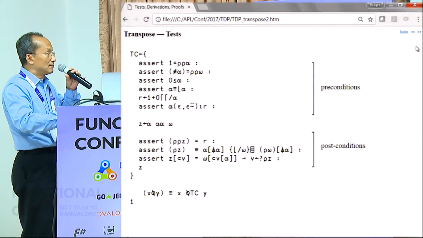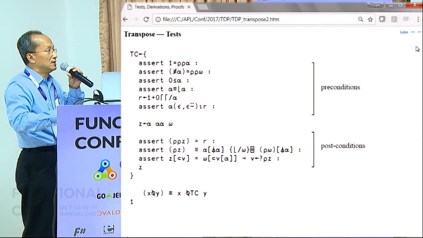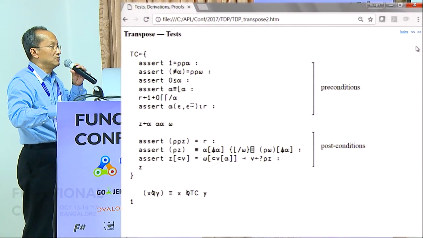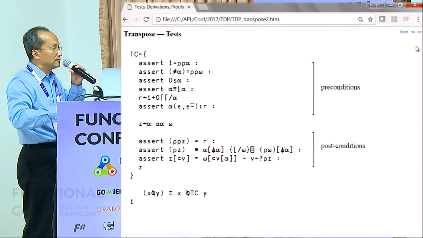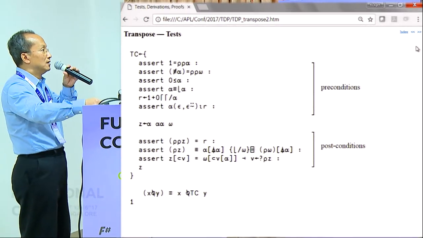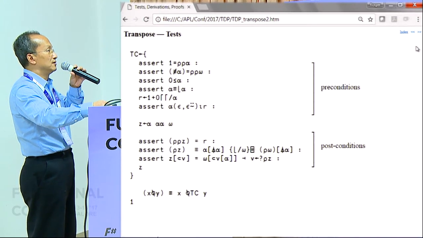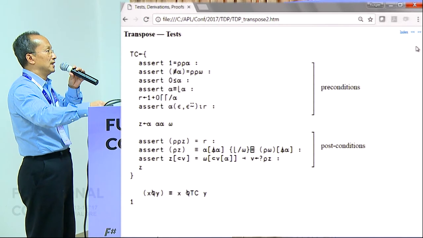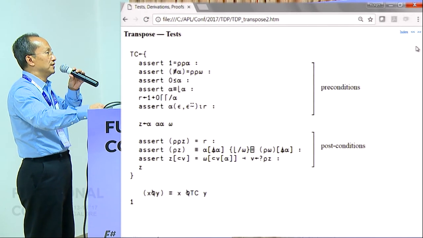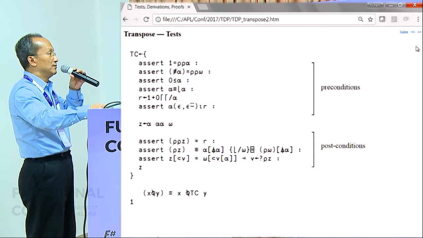So the assertions on the arguments we call preconditions, and the assertions on the result we call postconditions. So let's go through these conditions one by one. This says that the left argument alpha should be a vector, and the length of the vector should be the same as the rank of the right argument.